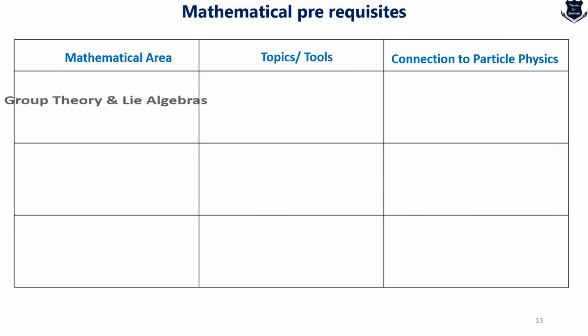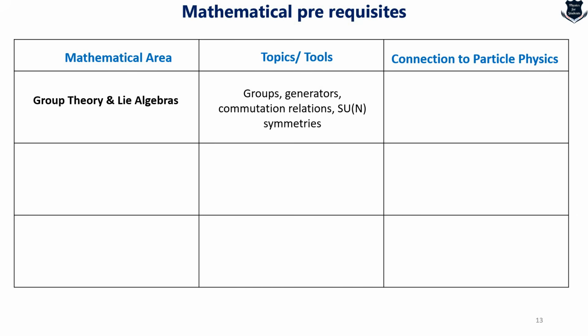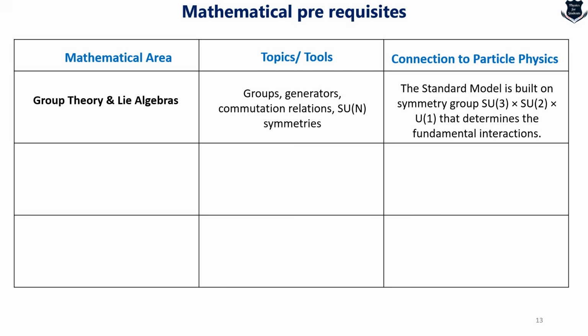As we turn the pages, we find that group theory and Lie algebras are very important, because commutators and SU(N) symmetries determine the fundamental interactions. So the connection to particle physics in terms of group theory and Lie algebras is very, very important.